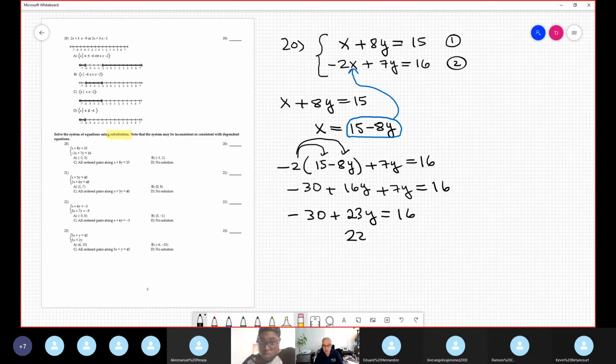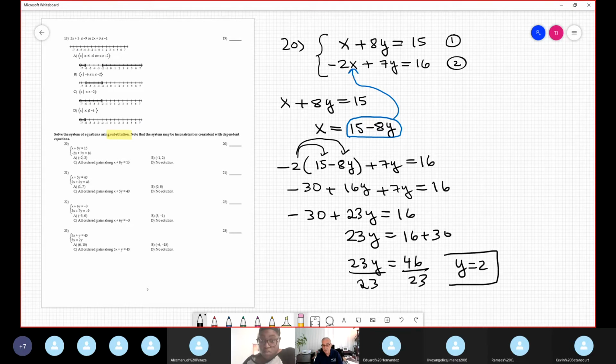23y is equal to 16 plus 30, no? I move 30 to the right hand side positive to say 46, no? Entonces 23y is equal to 46 divided by 23 both sides. I know that 23 times 2 is 46, so say the answer is 2. The answer is y equal to 2.